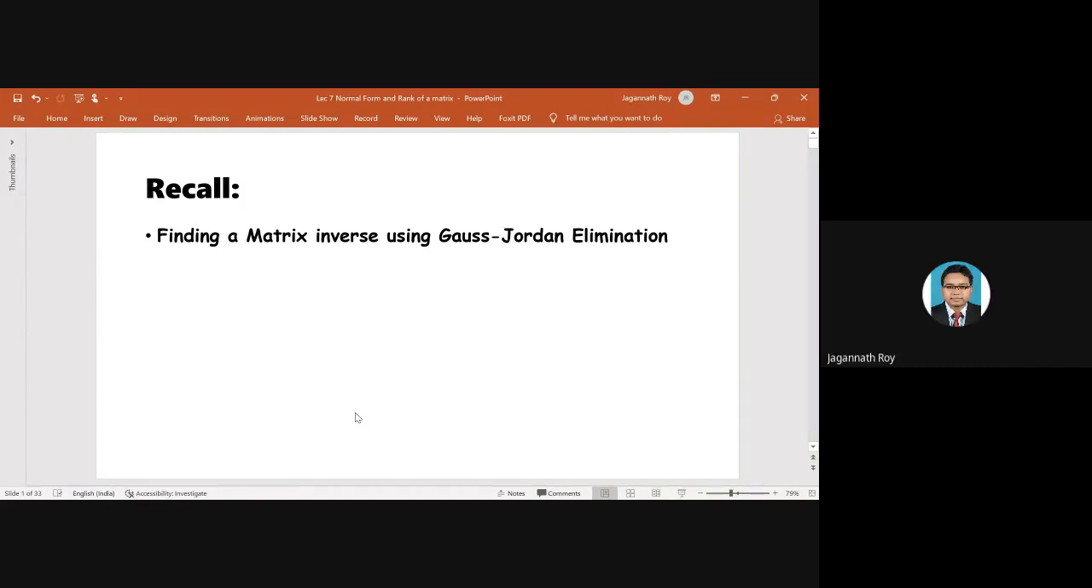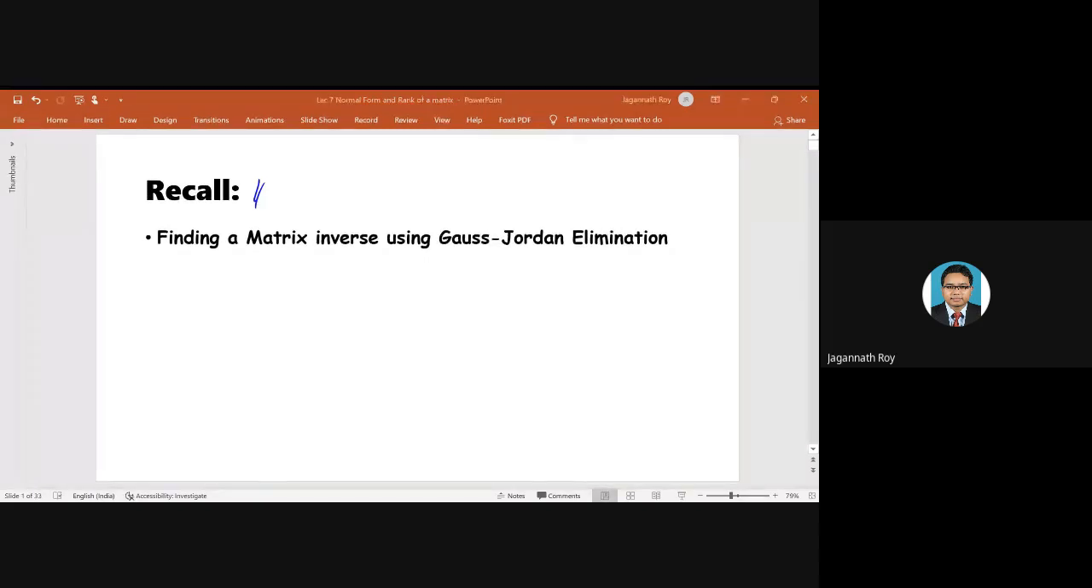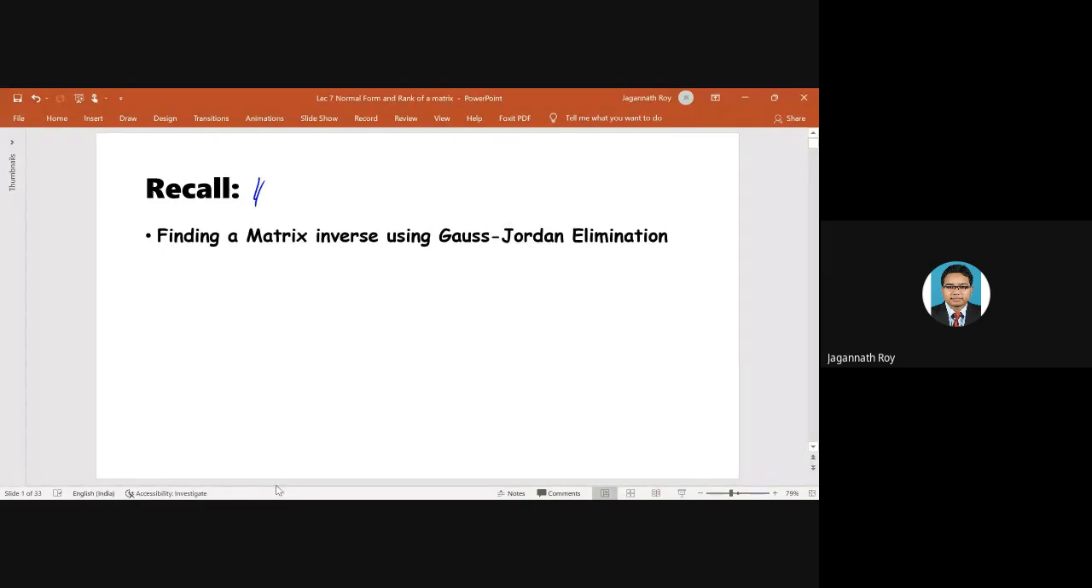Okay, so just to recall what we have done in the last class, we have discussed the Gauss-Jordan elimination process and seen how to find the inverse of a given matrix. Although Gauss-Jordan elimination is used to find the reduced row echelon form, it has another application: it can help us find a matrix inverse for a given matrix.